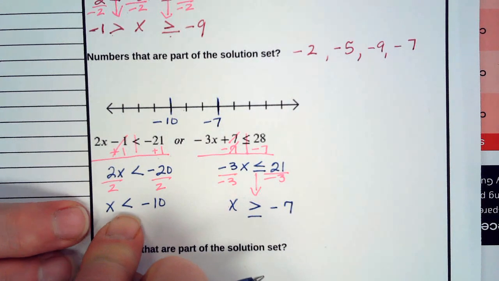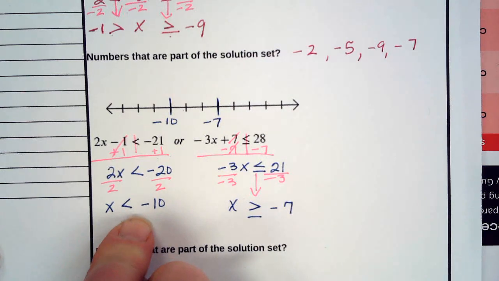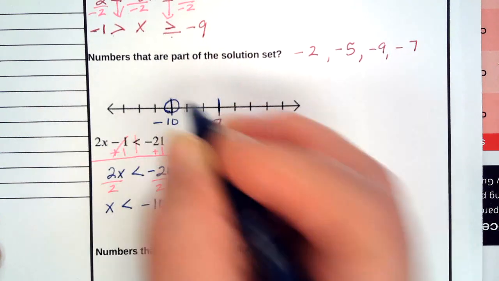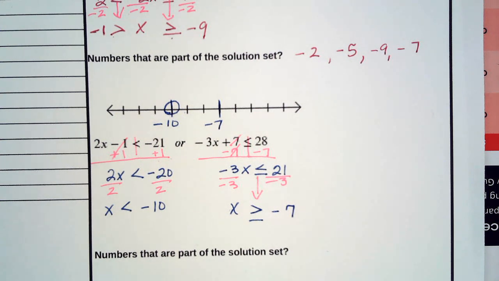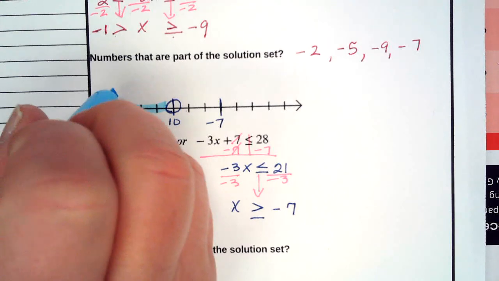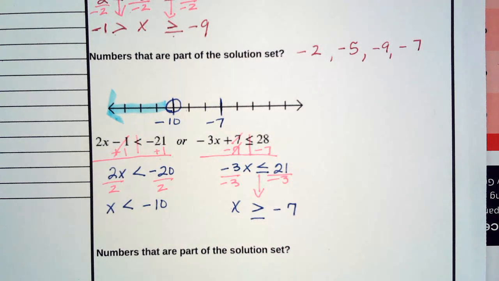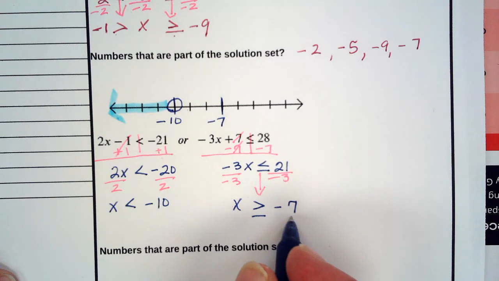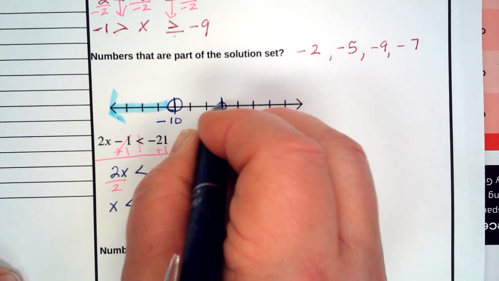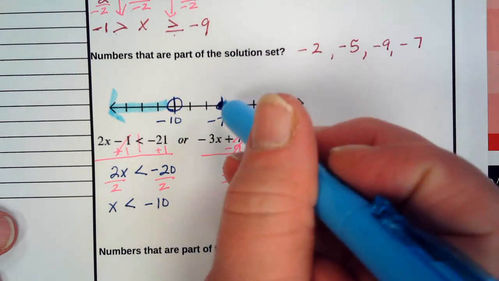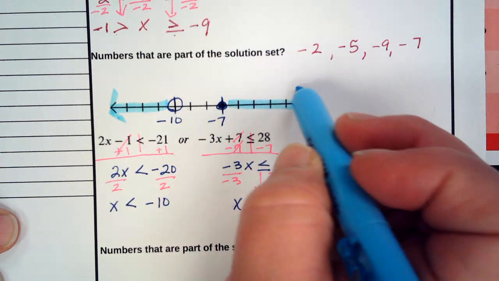Okay, in this case, it is less. So everything below -10, -10 is the greatest. It is not equal to. Open circle. The graphing here goes to the left. Okay, here x is greater than or equal to -7. That's that closed circle. And we'll highlight everything going to the right.